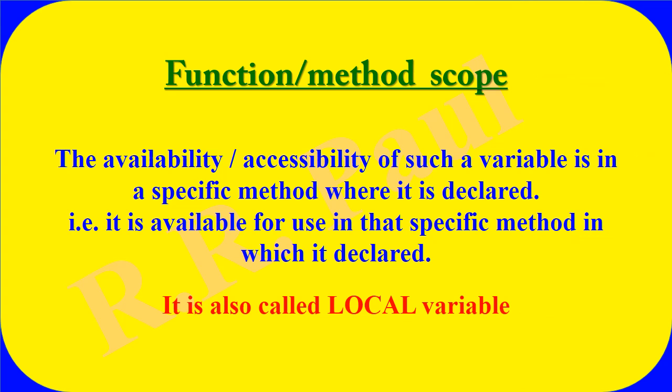When a variable is declared inside a function, then it becomes available and accessible throughout that particular function only. It means it is not available for use outside that particular function in which it is declared. Since it is locally available in a particular block, it is also called a local variable.